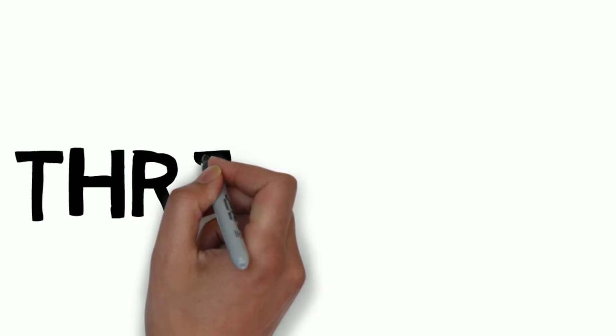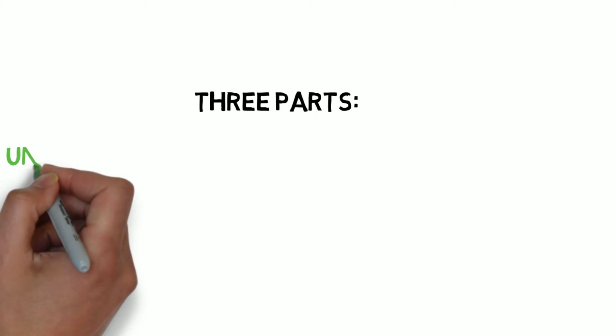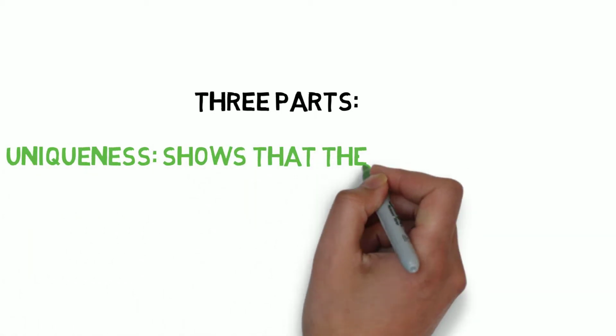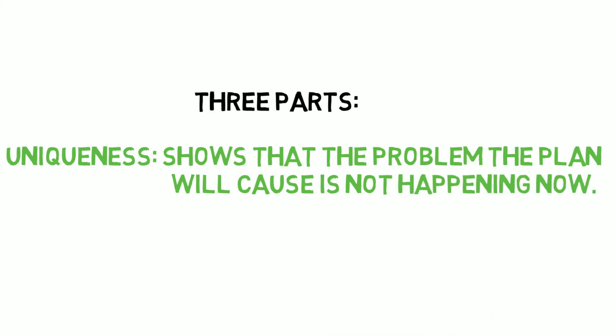Let's look at the structure of a disadvantage. A disadvantage has three parts. First is uniqueness. Uniqueness shows that the problem the plan will cause is not happening now.